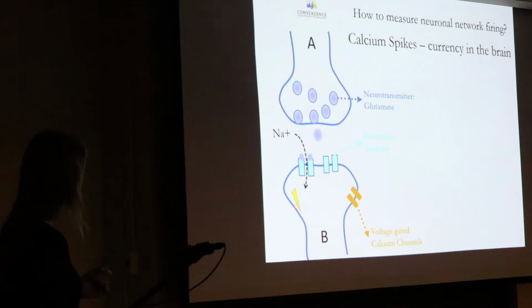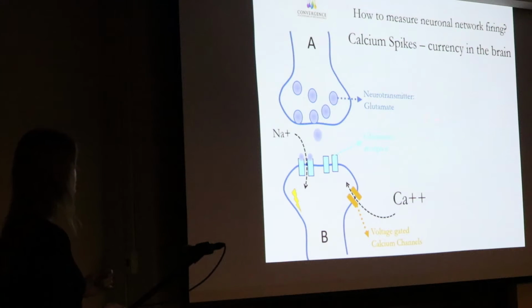And this change in membrane potential is going to activate what we call voltage-gated calcium channels. These channels open when the voltage of the membrane changes. So basically, once you have the sodium ions coming in, those are going to open and let calcium in. Now, why do I bring calcium in here?